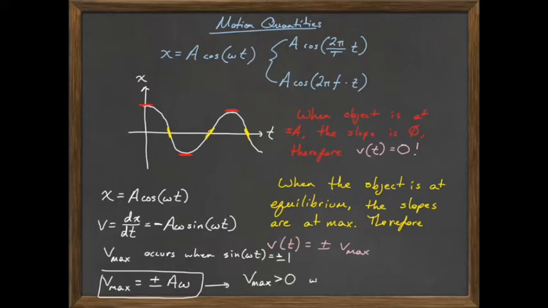So this also tells us that, when you see the plus or minus, the maximum velocity will be a positive number when the object passes the equilibrium on its way to the positive amplitude. And likewise, if it's negative, that must mean the object is on its way towards the negative amplitude.